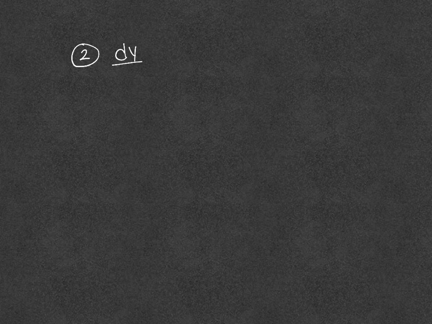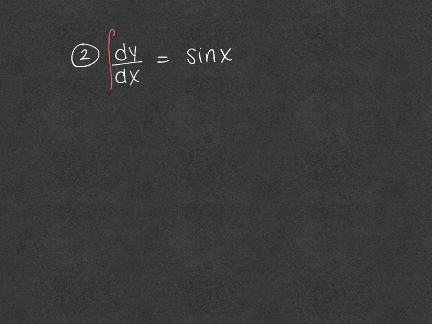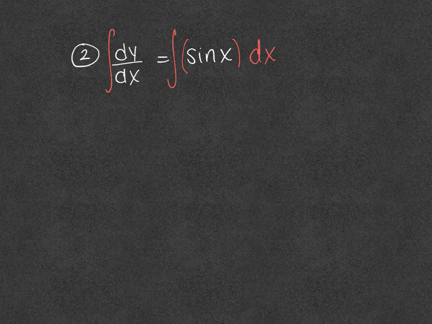So example number 2 is going to be dy/dx equals sine x. And I want to find the original function that this came from. So what we're going to do is integrate both sides. And again, when I integrate the right side, I need a dx. So when I integrate dy/dx, or take the antiderivative, I'm just going to get y.